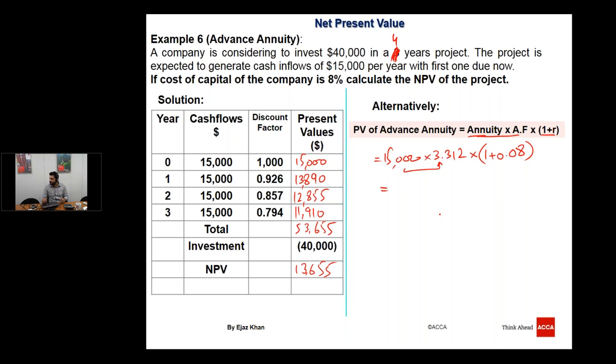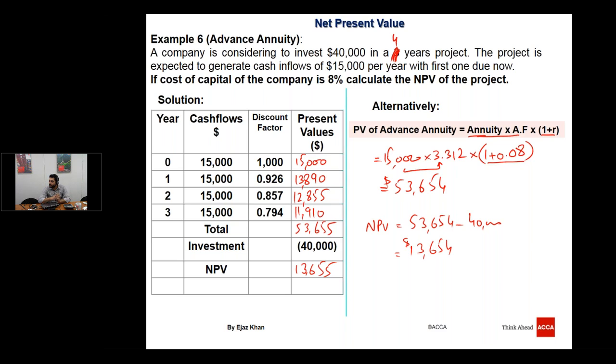So can I have the final answer? 15,000 into 3.312 into 1.08. It's almost the same, 53654, almost the same. And then when we calculate net present value, all we have to do is subtract the initial investment. So it's again the same, $13654. So this is something additional that we need to do in case of an advanced annuity.